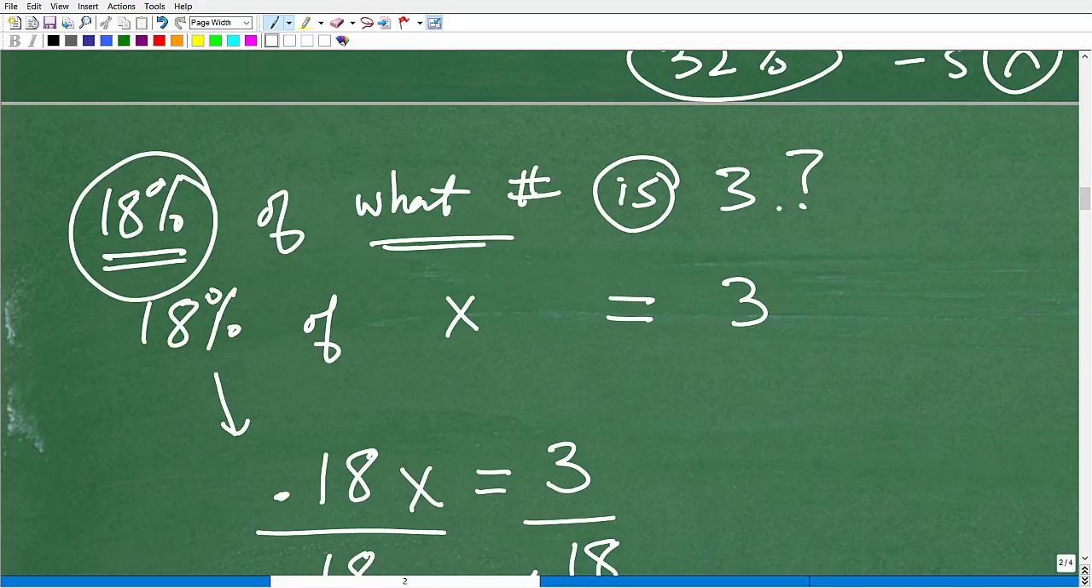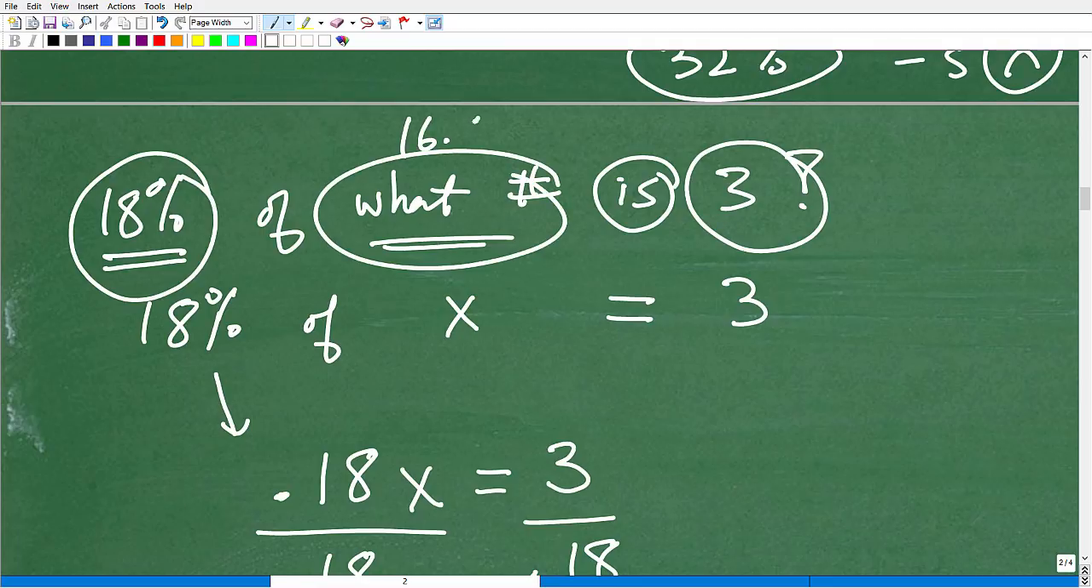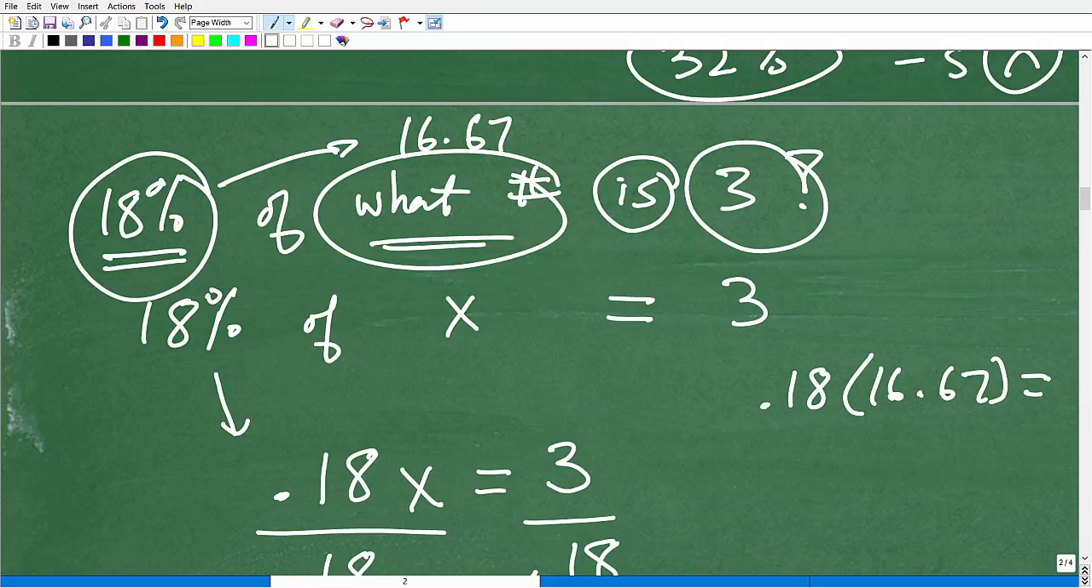18% of what number is 3? That was 16.67. That's what we got. Now, let's just check this. Let's find 18% of 16.67 and see if we get close to 3. So 0.18 times 16.67. Let's go into our calculator and do that, and you get something like 3.00006.